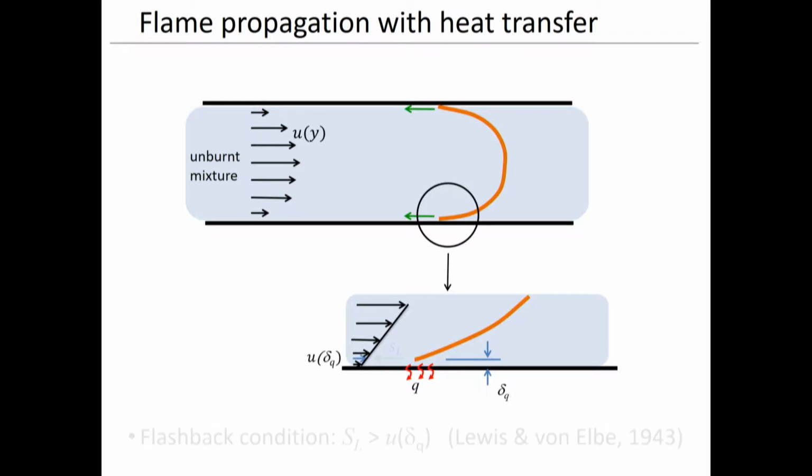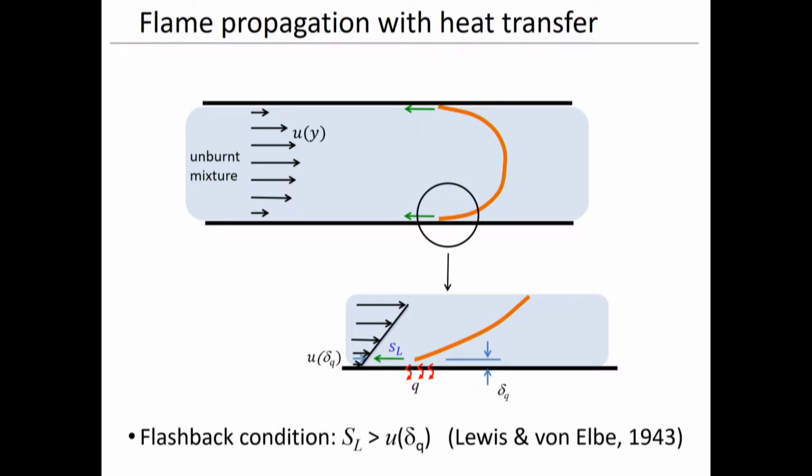And so in the 40s, this is how far back this goes, Lewis and Van Elbe, they came up with a criterion for flashback. And this is actually a really nice intuitive way to think about flashback. It turns out it's wrong, but it's really a good way to think about it. And that is, you will have flashback because remember, it's going to flashback the most at the walls where the velocity is the lowest. And you'll get flashback if the flame speed at the quenching distance, which is this height, is greater than that oncoming velocity, right? Intuitively, that makes a lot of sense.